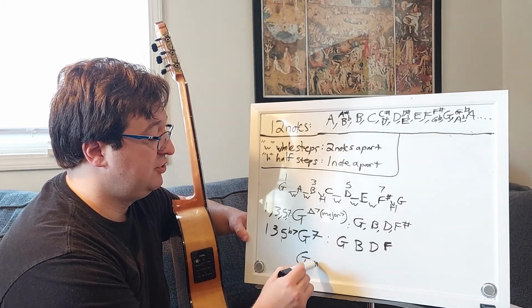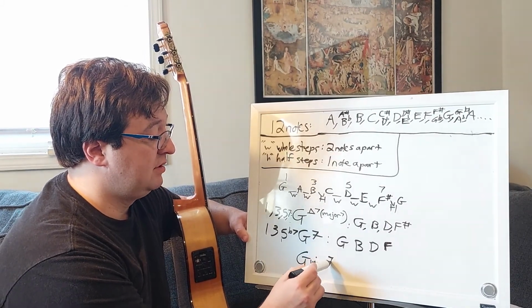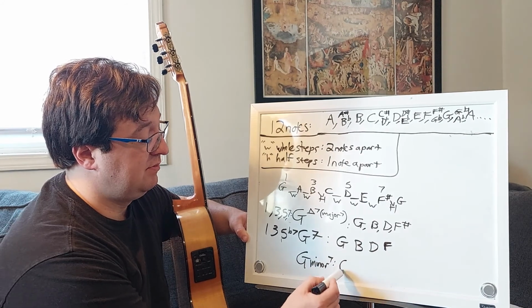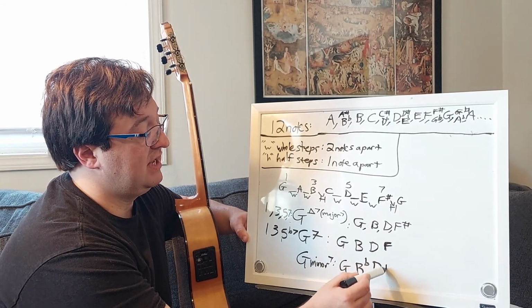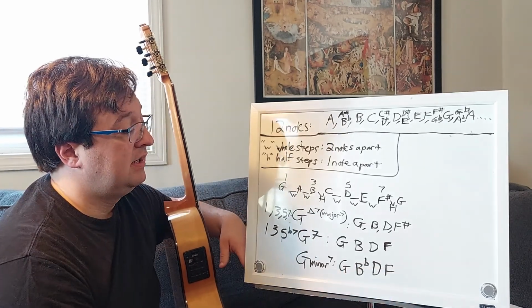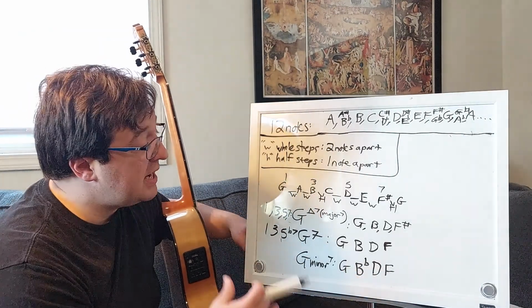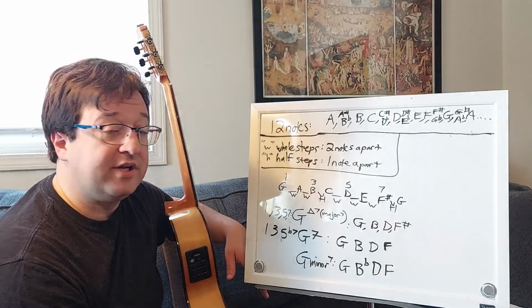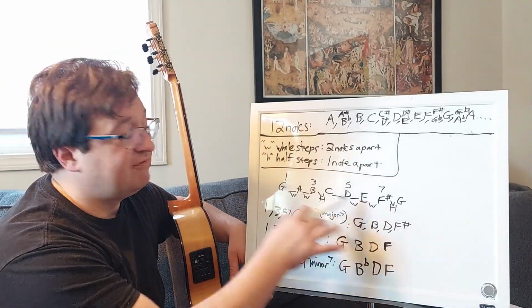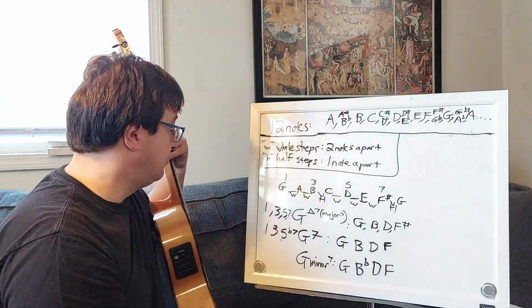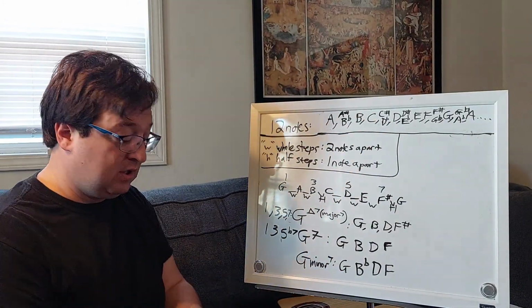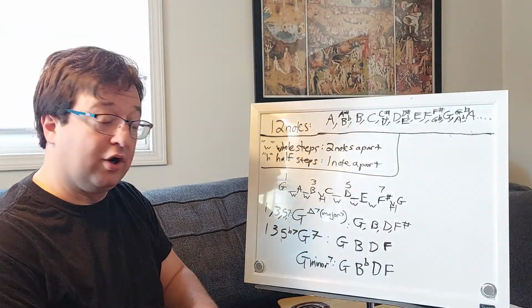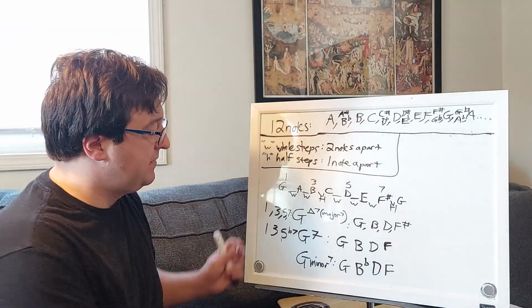Now we have G minor 7. And that's a G7, but with a flat third. G, B flat, D, F. So that's in the key of G. You would follow the same formula for different keys, only the sharps and flats would change according to what key you're in. Circle of fifths is a great tool to help you learn those and know those really quickly.